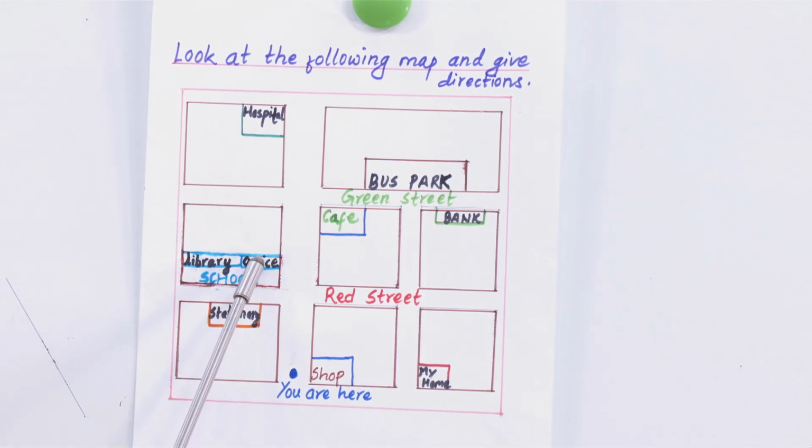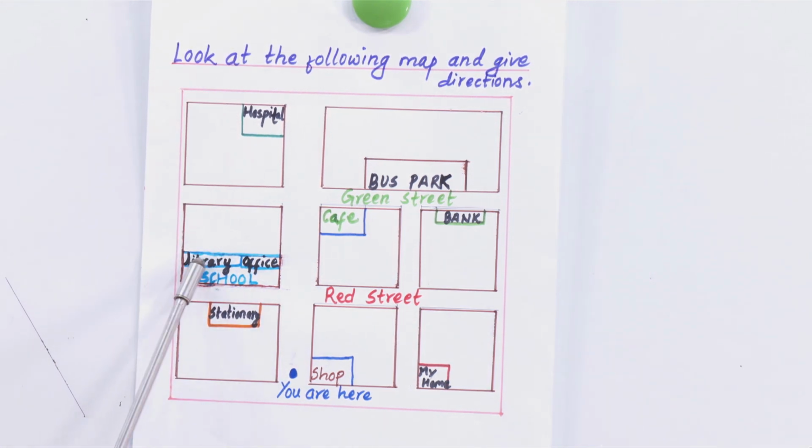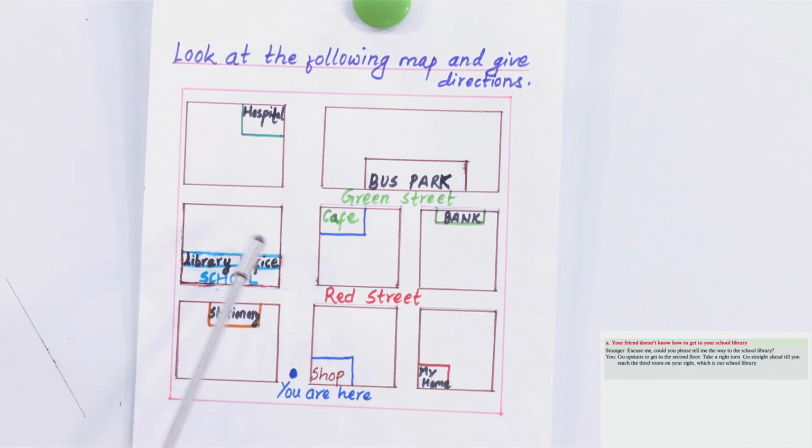Okay, so suppose that, and the school library is here. This is the third room, this is the second room, and here might be the first room as well. Okay, so in this way you can reach the school library. Well done, dear students. Okay, you can sit.